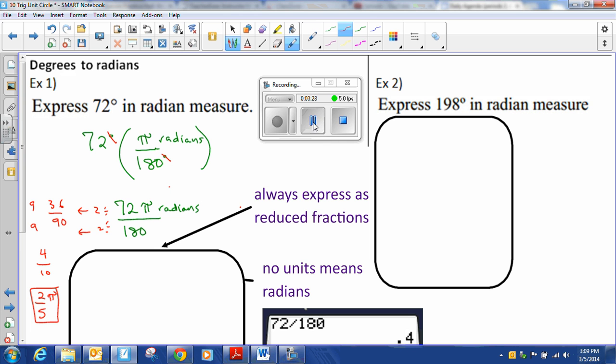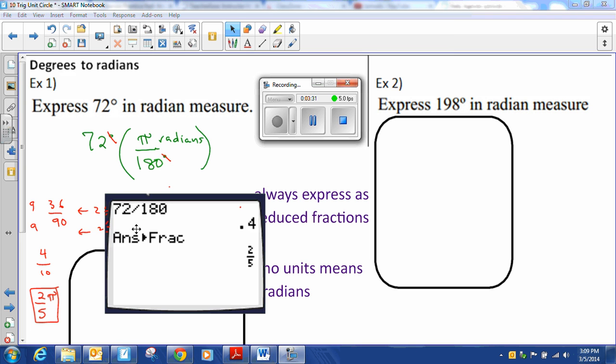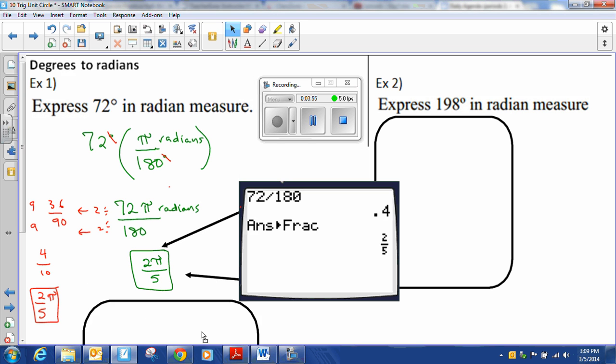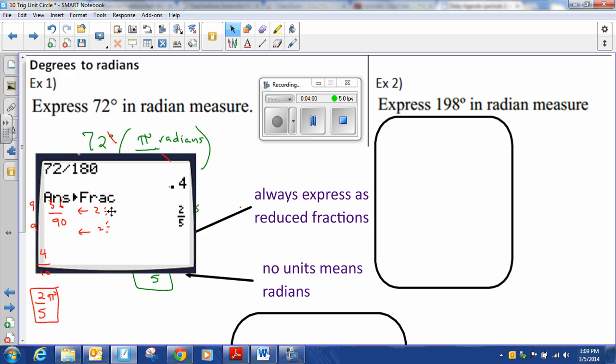Now I want to show you that you can also do this on the calculator. So here's a screenshot of the calculator. If you take 72 divided by 180, then it can actually do the reduction for you. So this gives you 0.4, and all you have to click is the math button, and then the FRAC option, and that changes it to 2/5. So the final answer, just like what we got the old-fashioned way, is 2/5. Put the pi back in, and there's the answer, 2/5 pi, or 2 pi over 5.